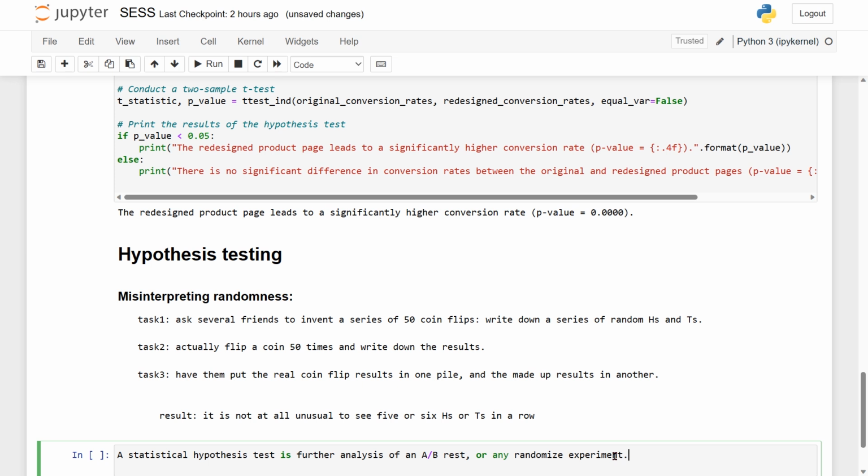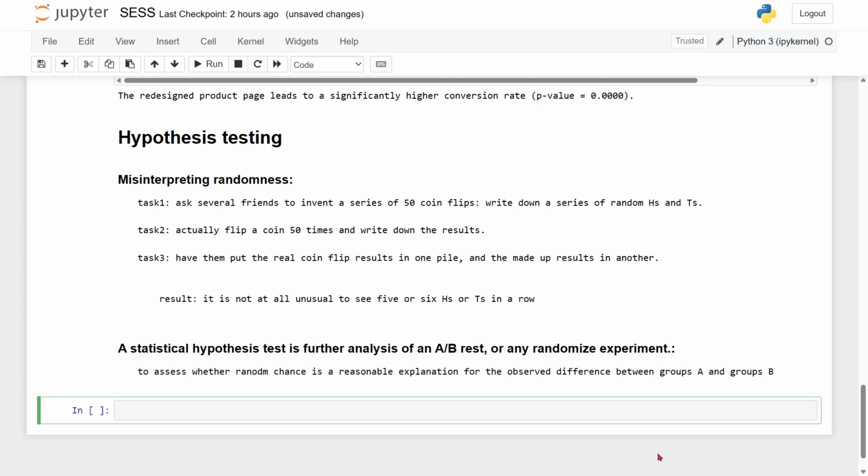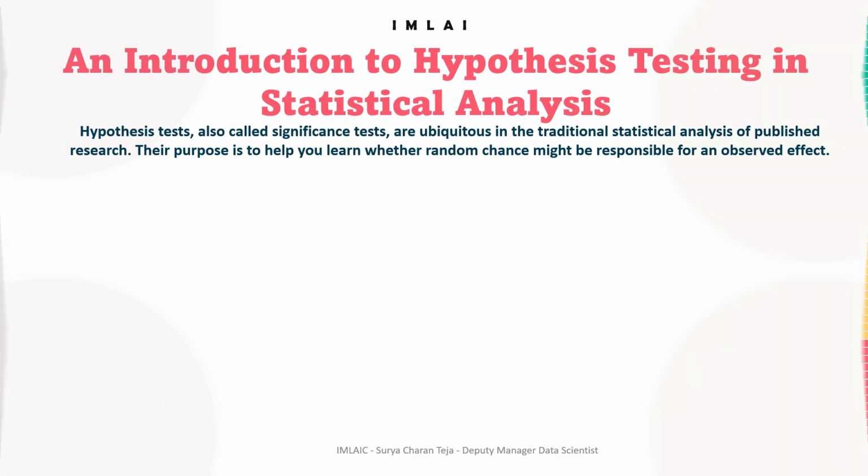This is very important. Why we are doing hypothesis testing is to assess whether random chance is a reasonable explanation for the observed difference between groups A and B. That's the main reason for doing hypothesis testing. Now let's get back to the slides. I hope it's clear now what hypothesis testing is.